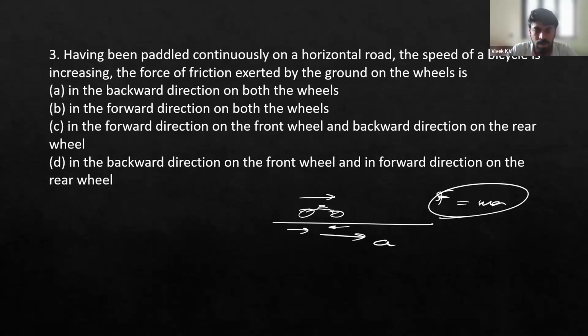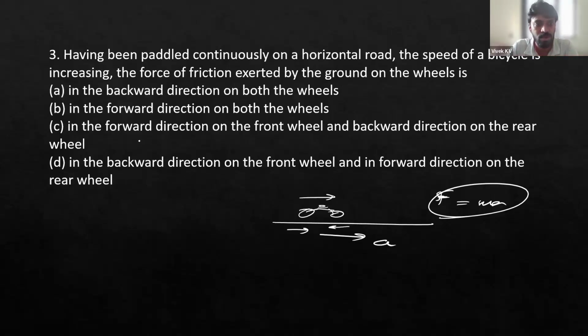Okay, so in order to move forward with the acceleration, in the back wheel, the friction has to provide the forward force, and in the front wheel, the friction will be acting in the opposite direction or in the backward direction. Okay. So if you calculate the net effect of friction on both the wheels, and if the forward force is more, it will be accelerating.